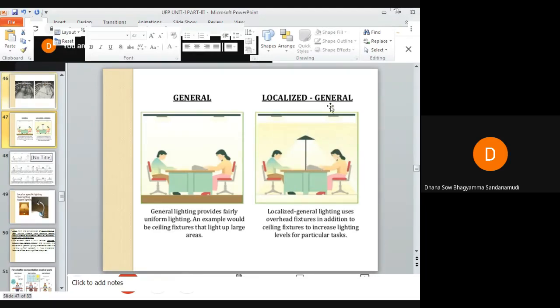General ceiling lighting is fixing lights on the ceiling in order to distribute the light uniformly throughout the room. Localized and general lighting uses overhead fixtures in addition to the ceiling fixtures. Above their head, a table lamp has been fixed to increase the lighting level for the particular task.